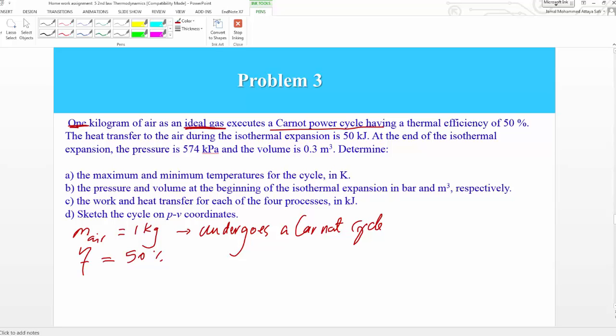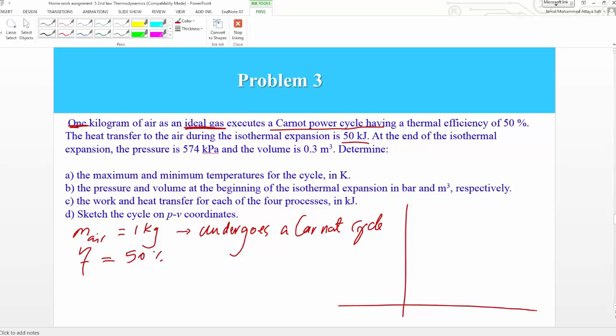The heat transfer during the isothermal expansion is 50 kilojoule, and you can see here the problem is expecting you actually to know the Carnot cycle processes, and I think also if I start with drawing it here, things probably would be easier to explain.